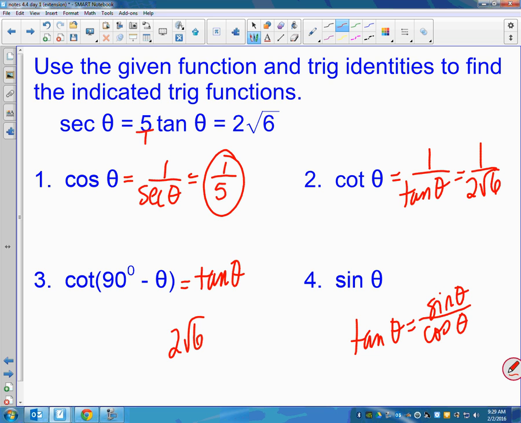You could also use the Pythagorean one, a little bit uglier because it's squared, but sine squared plus cosine squared equals 1. That's the only other one I think that we could do here. So you got to look at what you know to fill that out. So tangent is 2 square root of 6. I don't know sine, but I know cosine is 1/5.